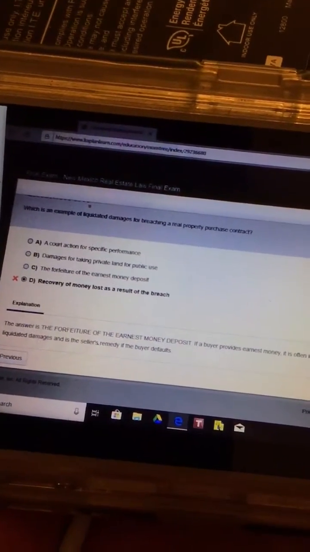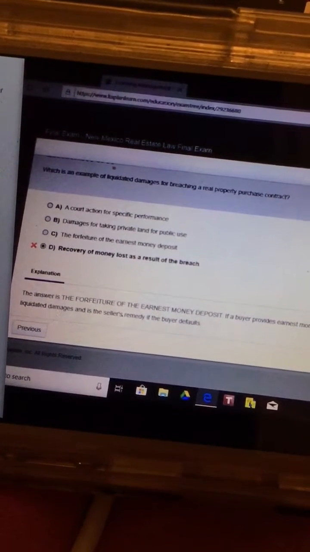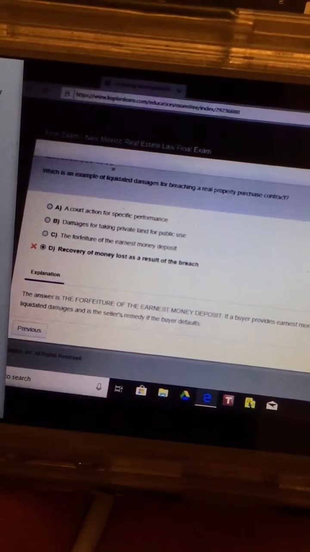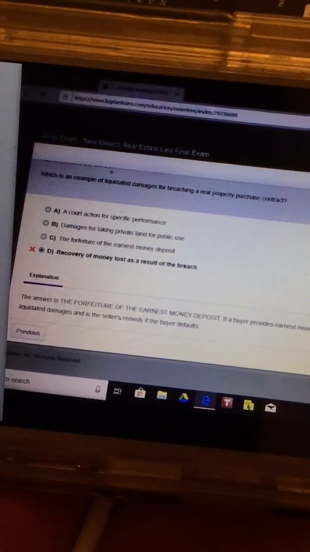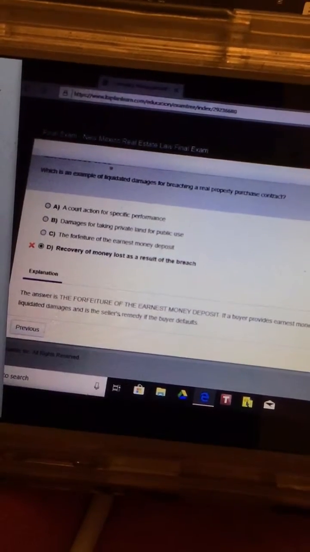Which is an example of liquidated damages for breaching a real property purchase contract? A, a court action for specific performance. B, damages for taking private land for public use. C, the forfeiture of earnest money deposit. Or D, recovery of money lost as a result of the breach.